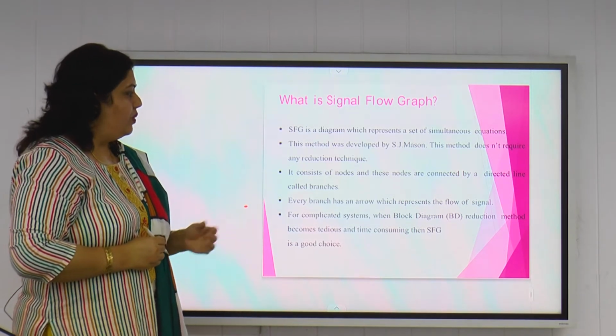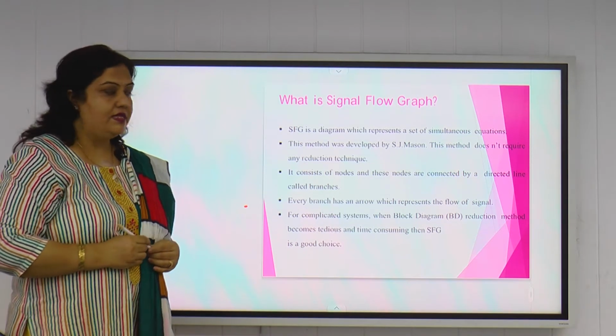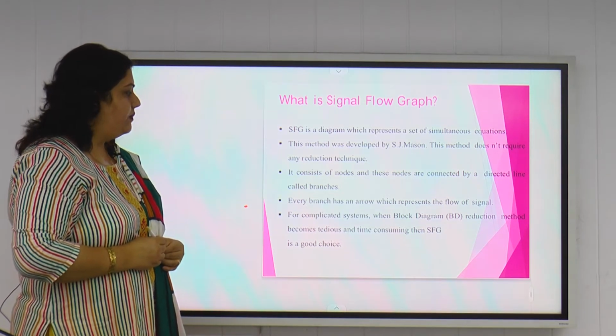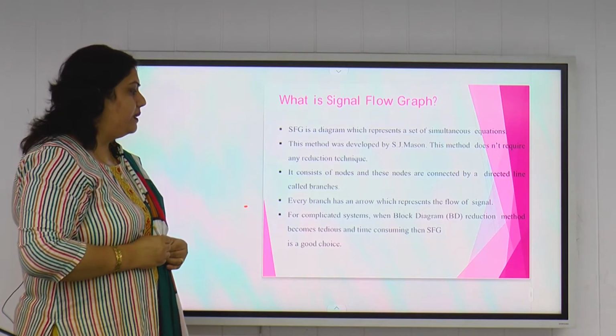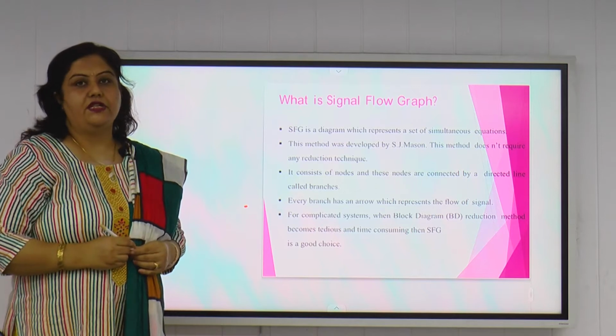It consists of nodes, and these nodes are connected by directed lines called branches. Every branch has an arrow which represents the flow of signal. For complicated systems, when the block diagram reduction technique becomes tedious and time consuming, then SFG is a good choice.